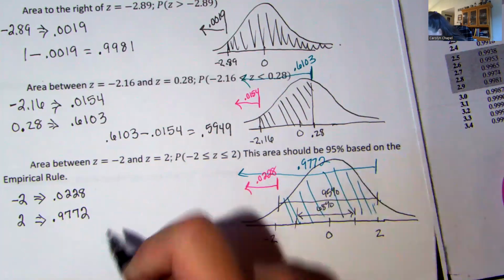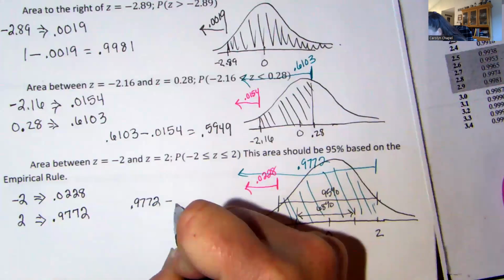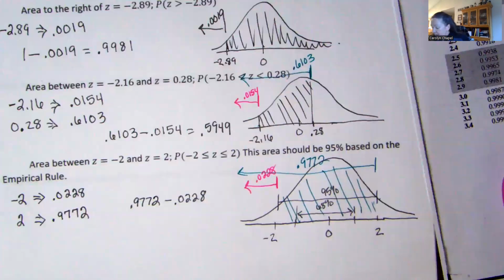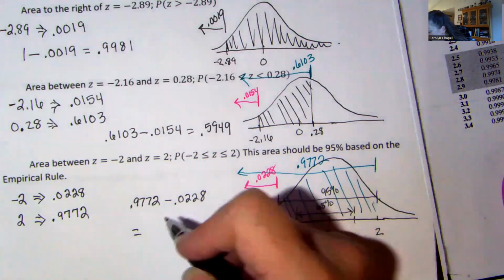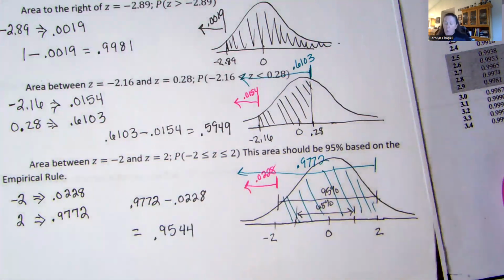So we're going to take the 0.9772 and subtract off 0.0228. And if I do that, I come up with 0.9544, or roughly 95%. Now, the empirical rule is rough.